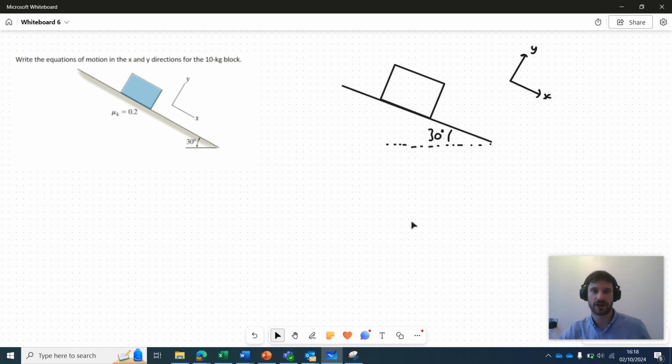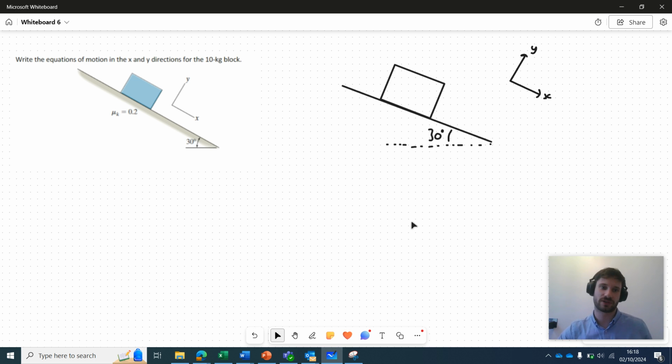So we have this problem here. It states, write the equations of motion in the x and y directions for the 10 kilo block. I'm not the biggest fan of this question, just in terms of the way it's worded. It says, write the equations of motion, as if the equations of motion are just this kind of preordained thing that we're supposed to understand prior to going into this problem. I would rephrase it and say, the question should say, describe the motion in the x and y directions for the 10 kilo block.